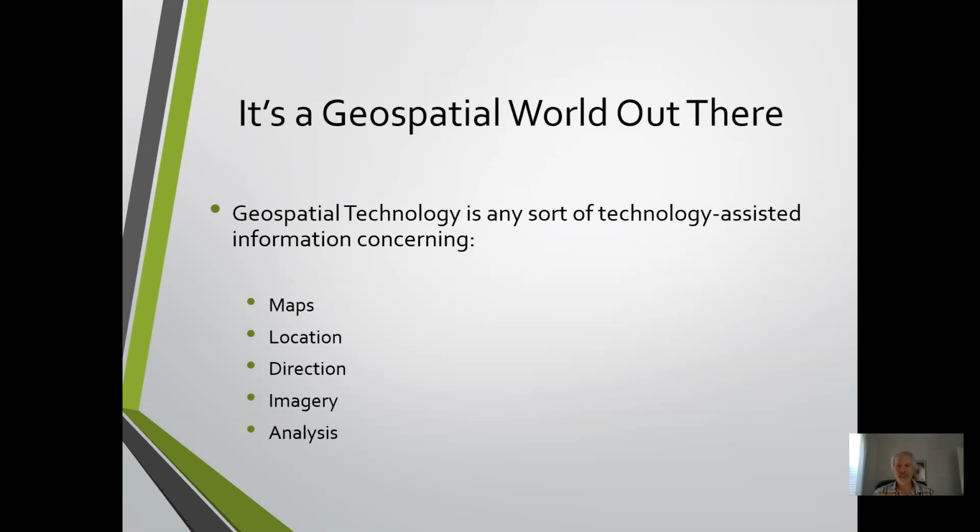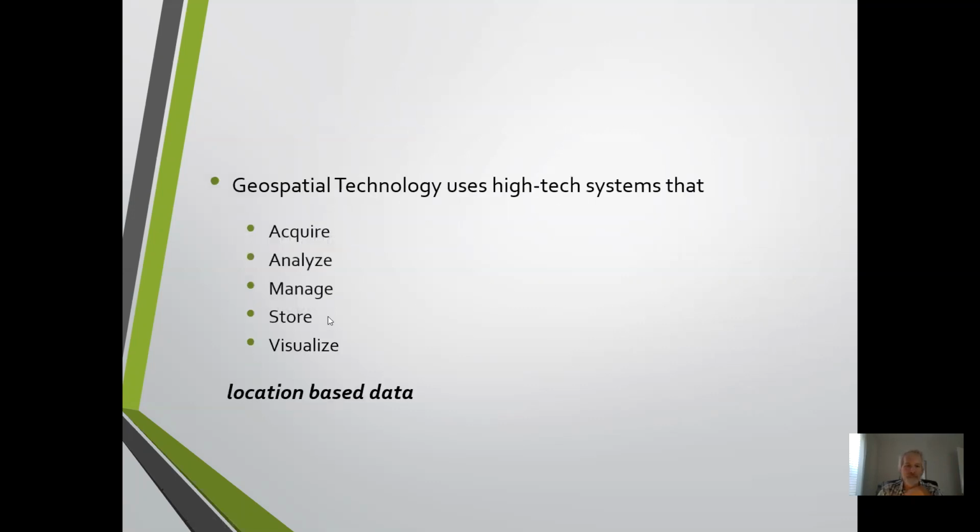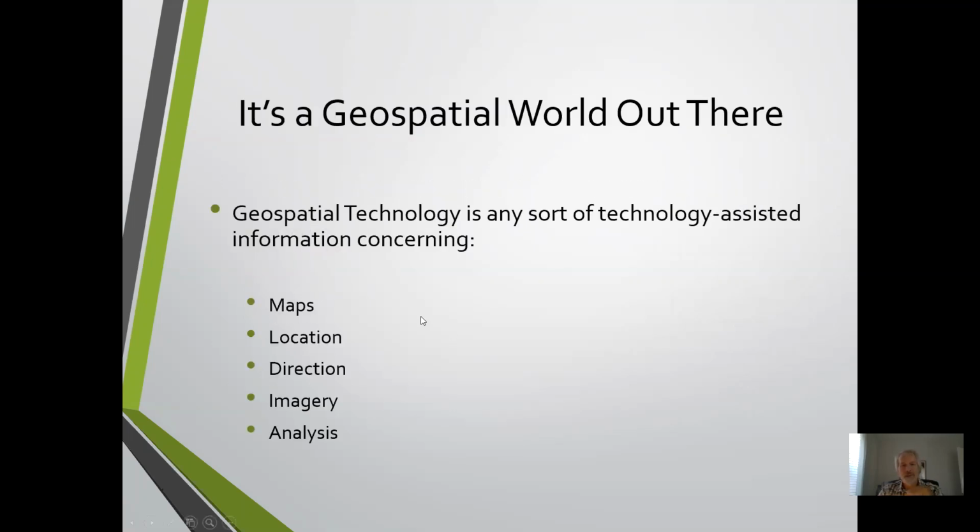So geospatial technology would be any kind of technology that is using information to assist it. So things like mapping, location, direction, imagery, analysis. So we could definitely say, as a surveying group of people, mapping is a big part of what we do. Let me go back. So not only creating maps, but using maps. We've been on the forefront of that forever.